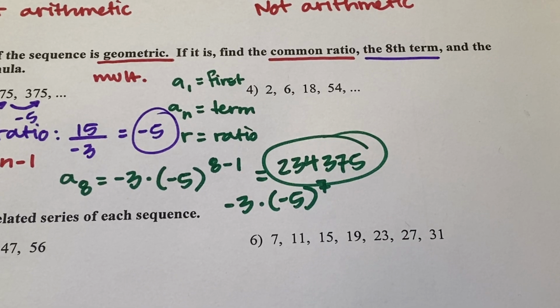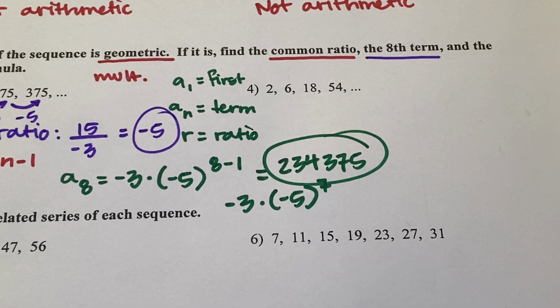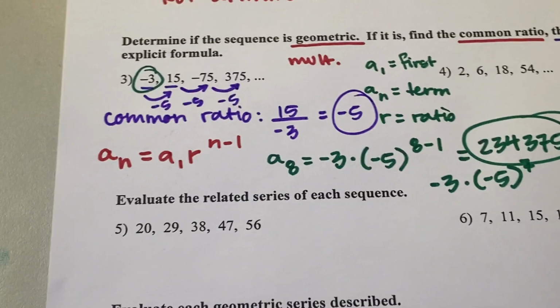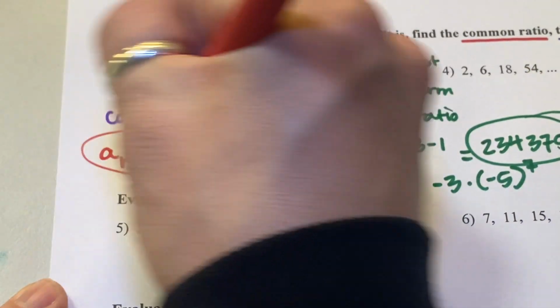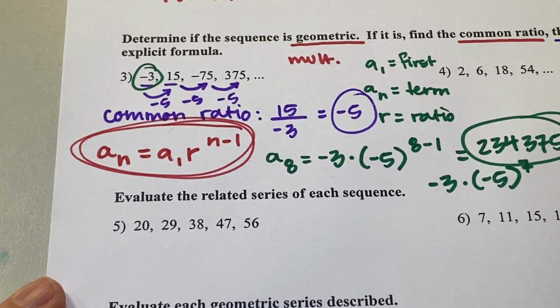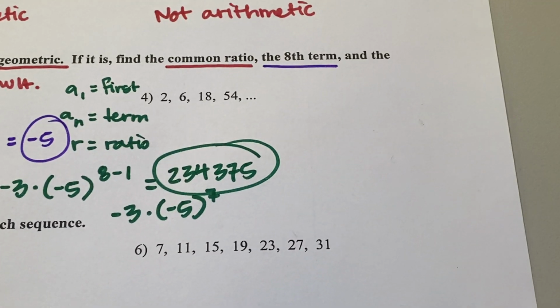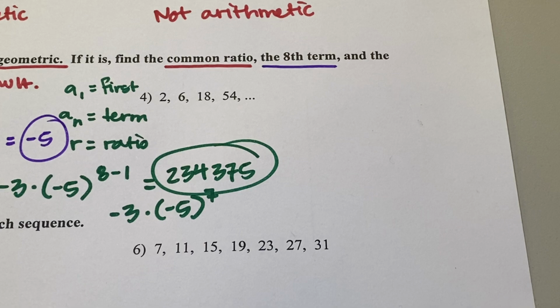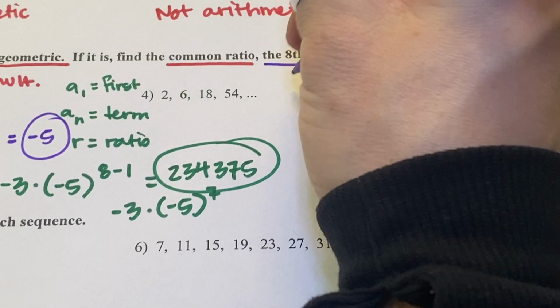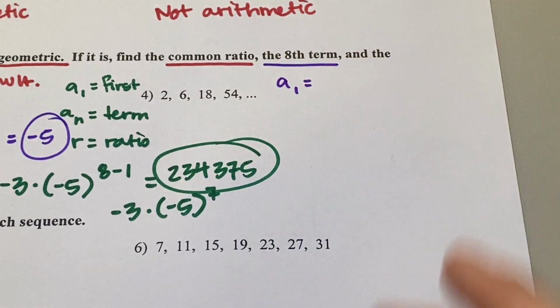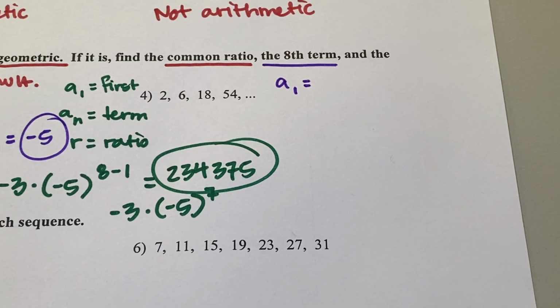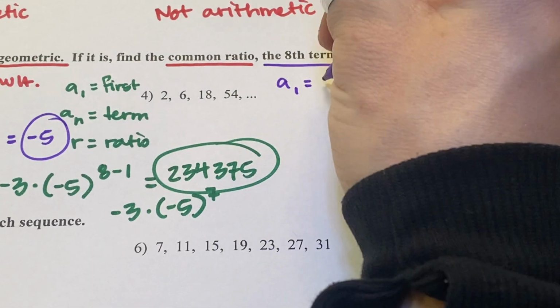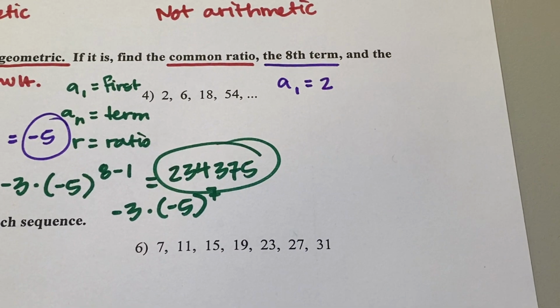All right, so that one required a little bit of explanation. This one's going to go way faster. We have our formula here, what we need to find whatever term we're looking for. Go ahead and answer these questions. What is my first term in this sequence? What's the first number in the list? 2. Okay, so we have that. That one's really easy to find.